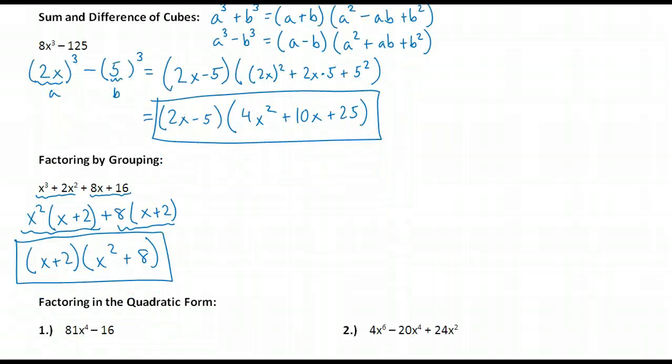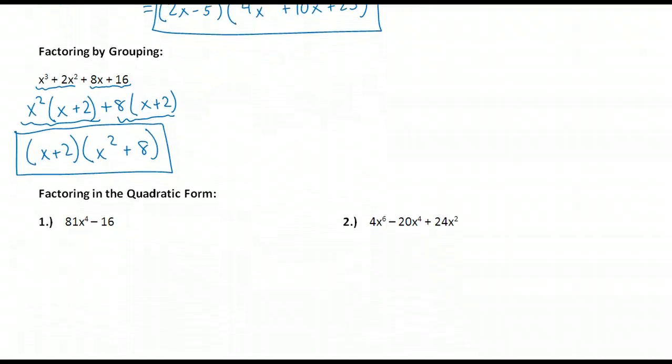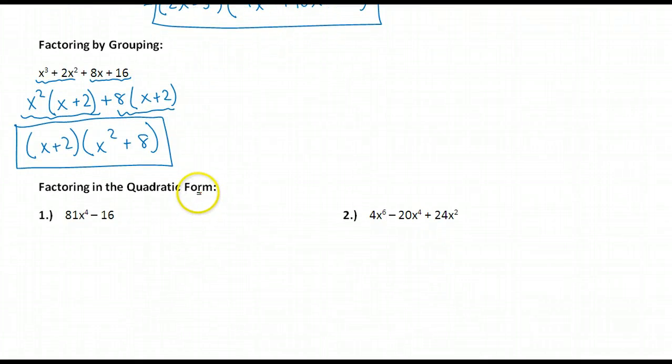The next method we're going to cover is factoring in the quadratic form. To factor in the quadratic form, we're going to factor as if our polynomial was quadratic, even though it's not. Here we have a quartic polynomial, but it's a quartic binomial. Well, I can factor a quadratic binomial. I'm going to factor this quartic binomial as if it were quadratic.